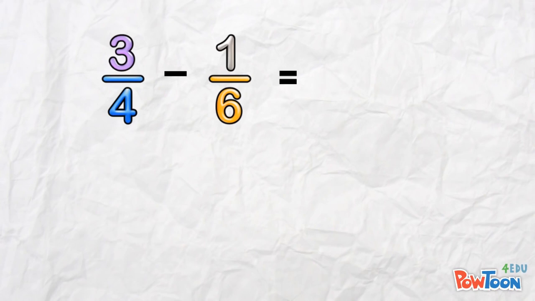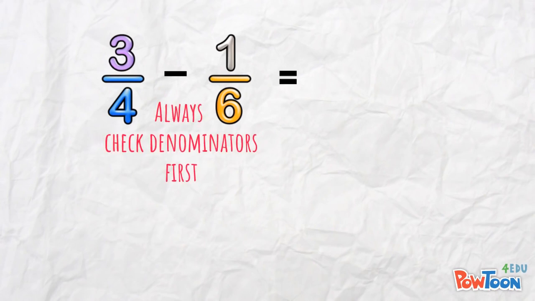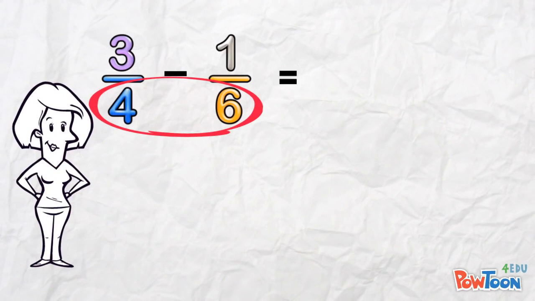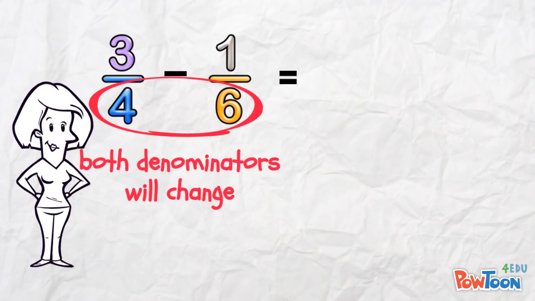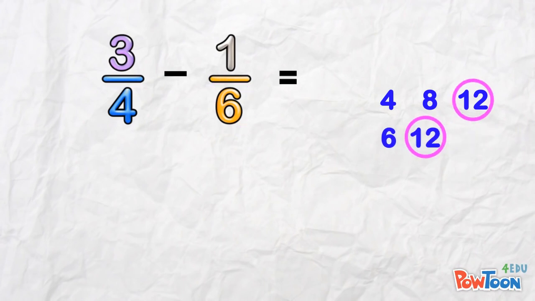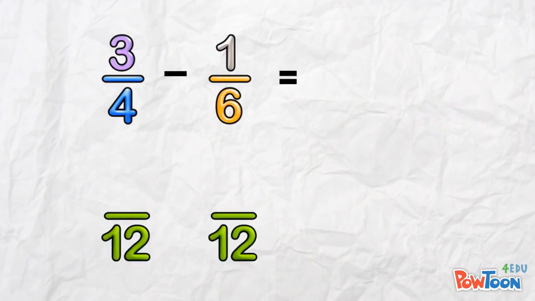3/4 minus 1/6. Remember, always check your denominators first. When they're different, we have to make a common denominator. 4 is not a factor of 6, so both denominators are going to change. Think about multiples of 4 and multiples of 6. 12 is in both sets of multiples, so 12 is the lowest common denominator.